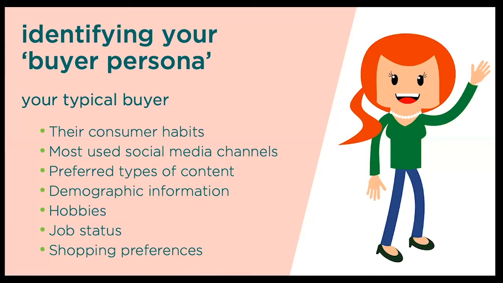The next step in the process is identifying who your ideal audience are. To do this, you need to establish your buyer personas. This is a general idea of who your typical buyer is or who you would like them to be. To establish a buyer persona, you need to look at information like their consumer habits, which social channels they like best, preferred types of content, demographics, hobbies, job status, and shopping preferences. To find out this information, you can use social monitoring and listening tools like Hootsuite and TweetDeck, which we'll go more into a bit later. Buyer personas help you to understand your customers and prospective customers better and allow you to tailor your social media content to their specific wants, needs, and behaviours.